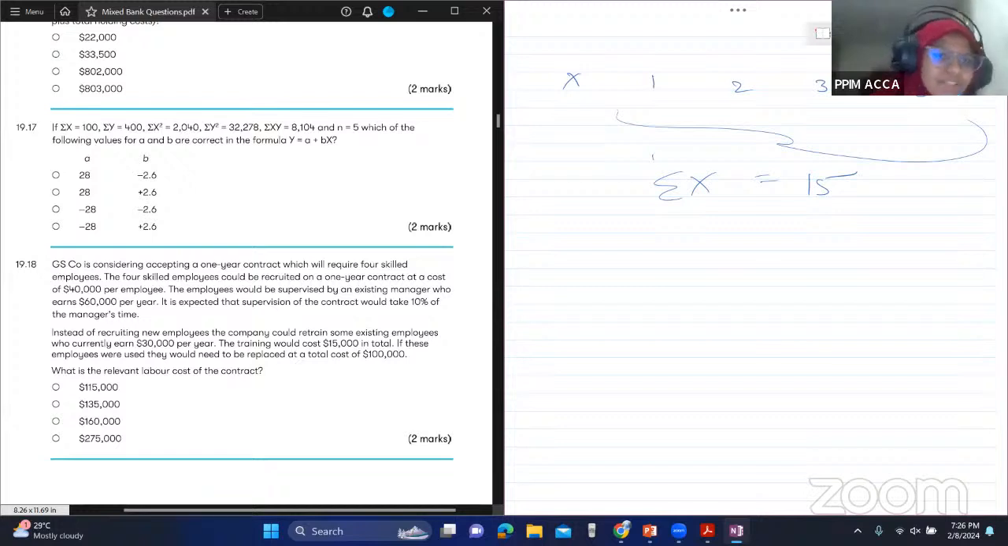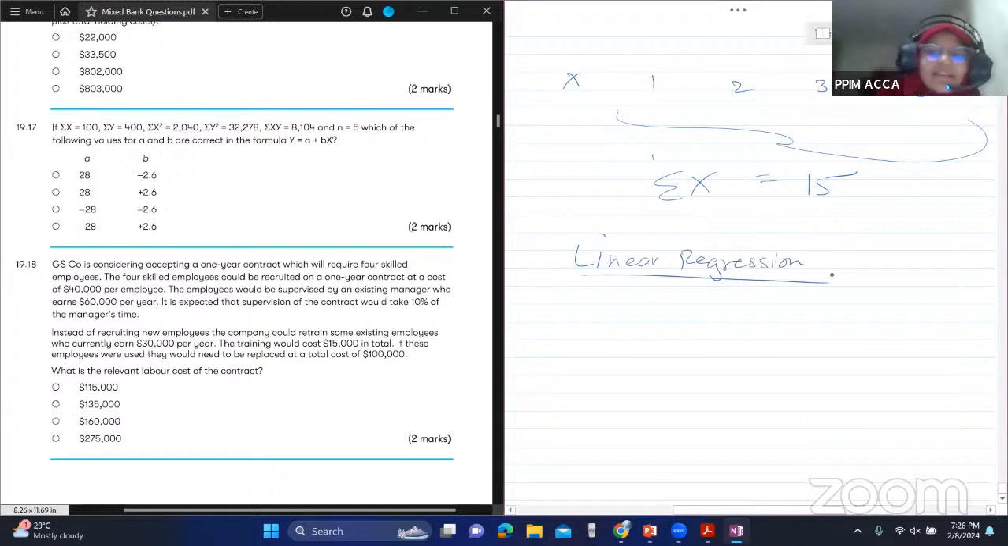20,040, sigma y squared is 32,278, sigma xy is 8,104, and n is 5. Which of the following values for a and b are correct in the formula y equals a plus bx? When you see this, it should strike you that they are talking about a technique called linear regression.